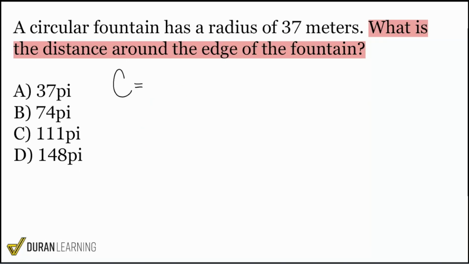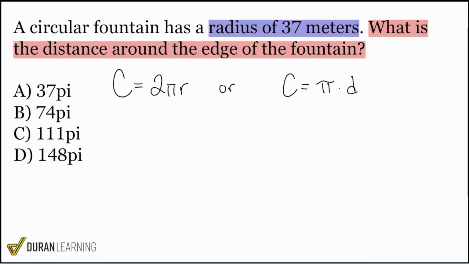Circumference equals, and we have two formulas. We have 2 pi r, or we can use circumference equals pi times the diameter. Which one of them are we going to be using? The one with radius or the one with diameter? Yeah, the one with radius. We see the radius right here, a radius of 37 meters. So we definitely want to use the first formula. Circumference equals 2 pi r.